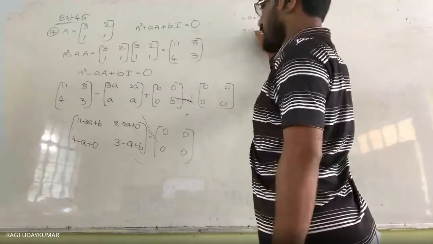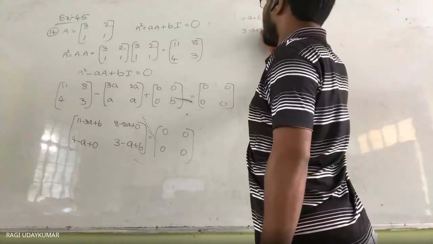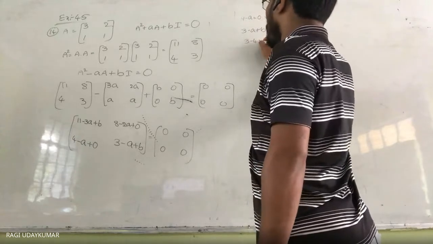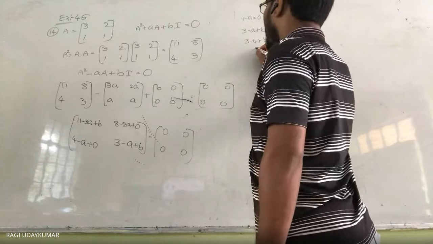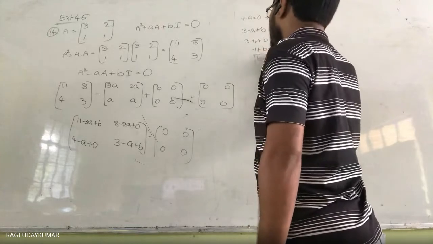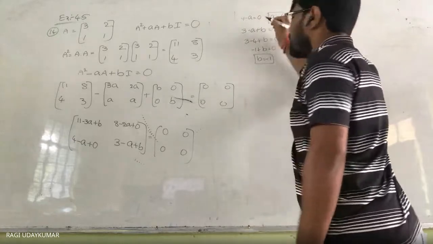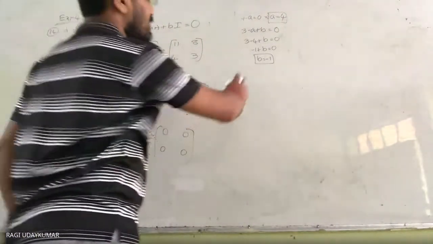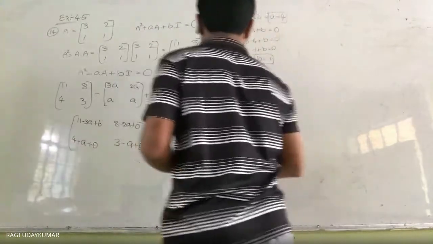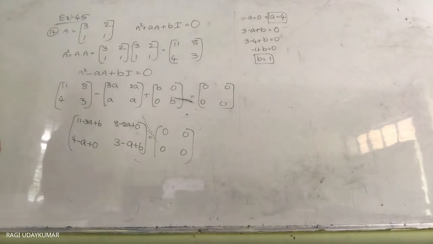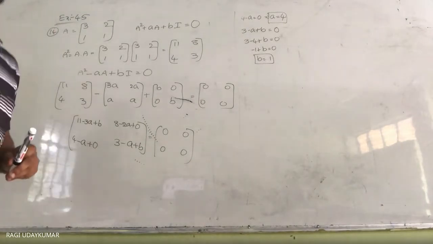3 minus a plus b is equal to 0. So in this, substitute the a value: 3 minus 4 plus b is equal to 0. Minus 1 plus b is equal to 0. b is equal to 1. So a value is 4, b value is plus 1, such that it will satisfy the given condition.